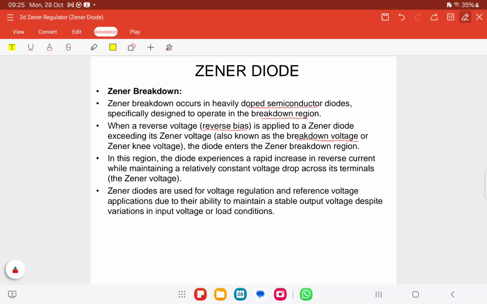Okay, in this region, the diode experiences a rapid increase in reverse current. It is reverse bias kan? So, the current pun reverse current lah. Okay. Maintaining a relatively constant voltage drop across the terminal for the Zener voltage. Ini usage dia for voltage regulator. Due to ability to maintain a stable output voltage despite of the variations in the input.